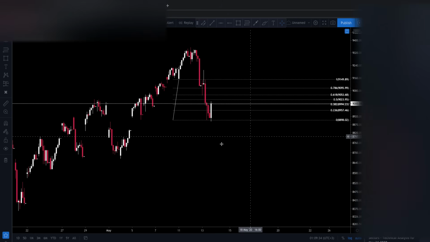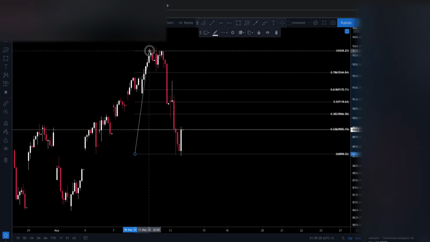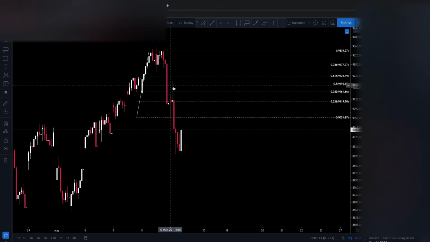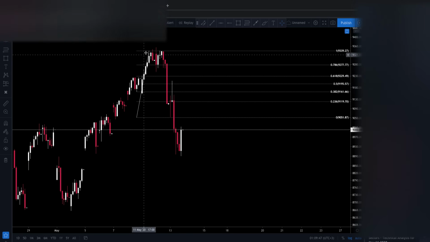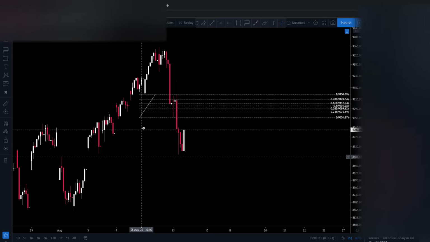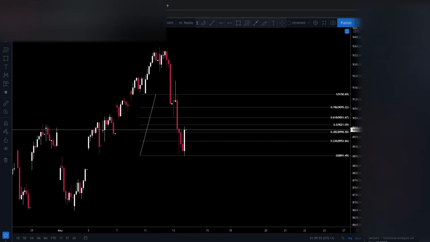Same thing on the Nasdaq. As you can see, this downtrend was like this. Okay, the market came up to 50% and boom, just fell in again. Now I'm gonna be looking for another selling opportunity in this area. That's it. That's how you sell. And that's how you buy in an uptrend.